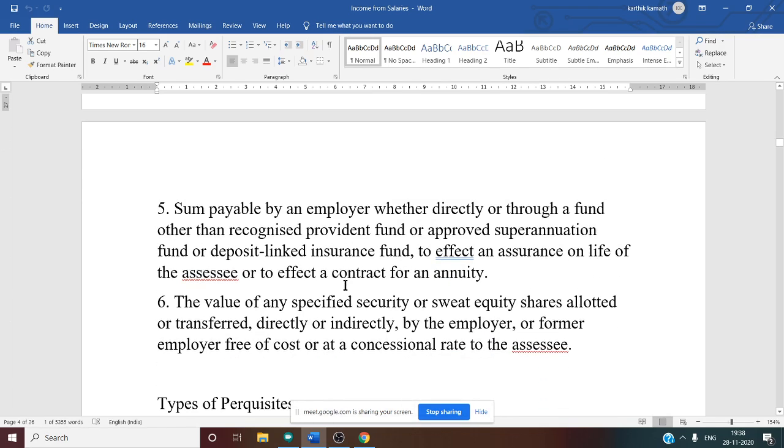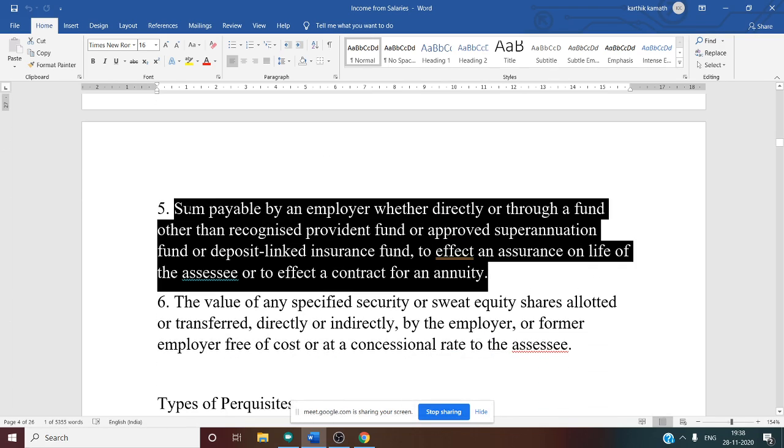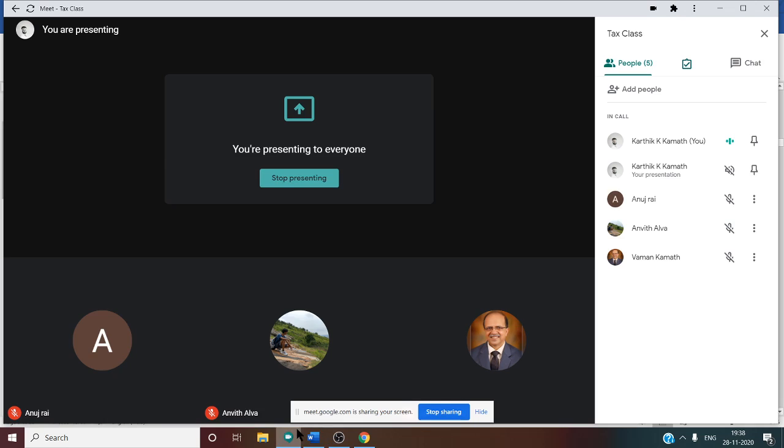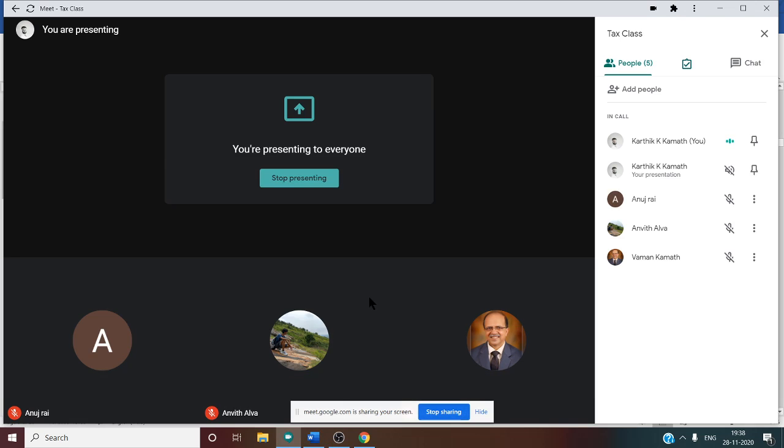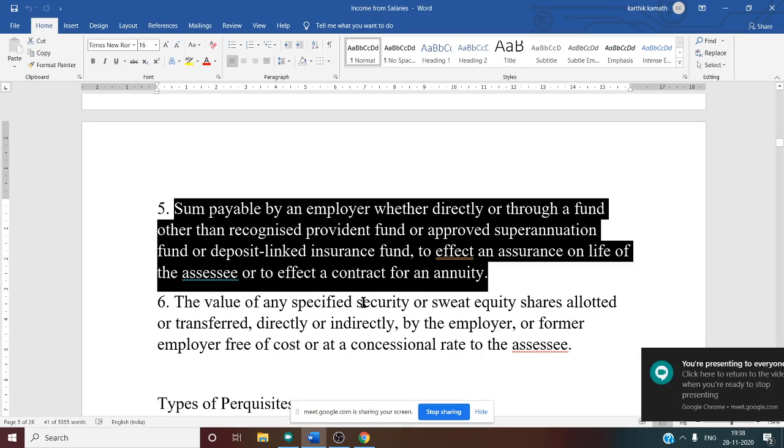Point number 5 is the sum payable by the employer, whether directly or through a fund other than RPF. There are various types of fund: provident fund, statutory provident fund, recognized provident fund, unrecognized provident fund. Then there is superannuation fund. That is a separate concept, and we have to see all of that later.